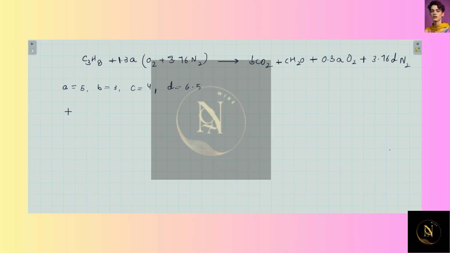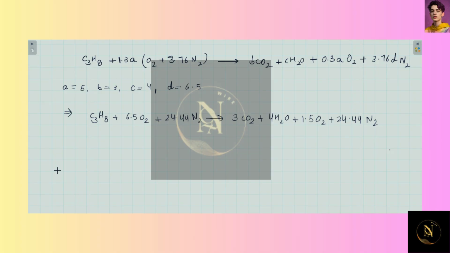Therefore, the final reaction that takes place would be C3H8 plus 6.5 oxygen plus 24.44 nitrogen. This will give the product as 3CO2 plus 4H2O plus 1.5 oxygen plus 24.44 nitrogen, right? Now the next step is to find the mole fractions of each product.